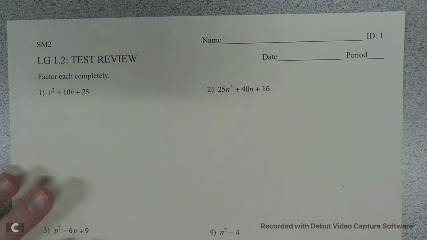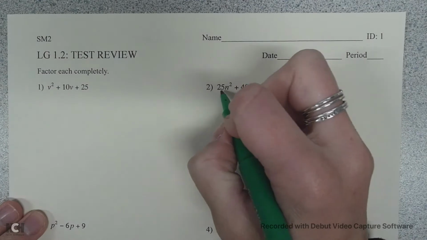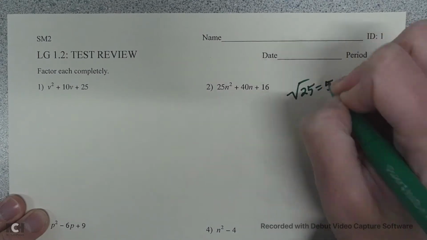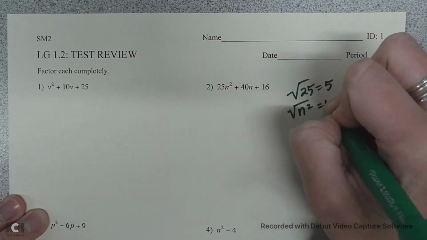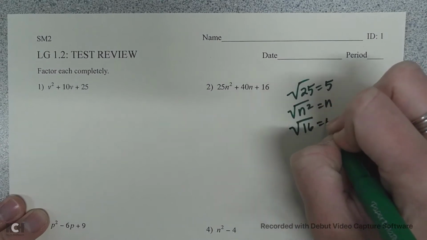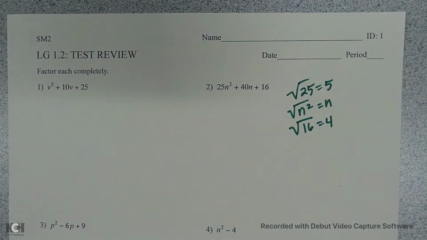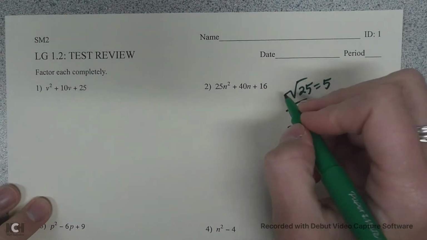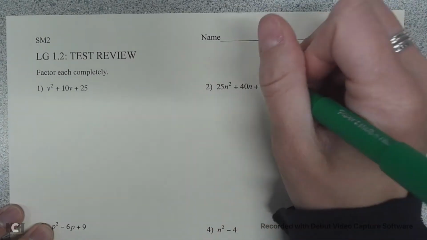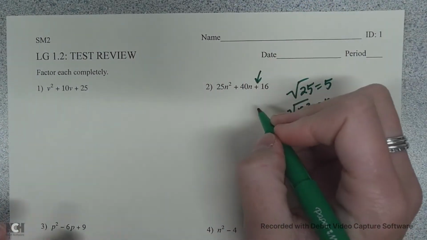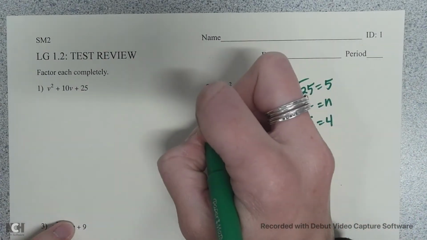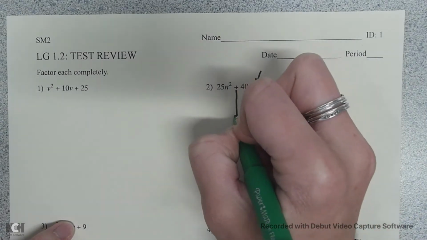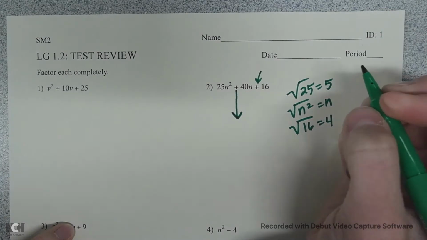number 2. Okay, on number 2, notice that 25 is a perfect square and 16 is a perfect square. So the square root of 25 is 5, the square root of n squared is n, and the square root of 16 is 4. So that means that we can jump to our shortcut. If you have a trinomial and you have perfect squares at the ends, then the pattern is, and if this guy is positive, the pattern is you square root the first and the third term, and you take whatever sign is on the second term, and that's the sign of your answer.